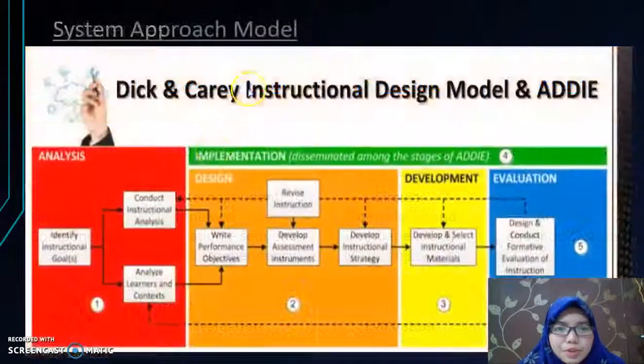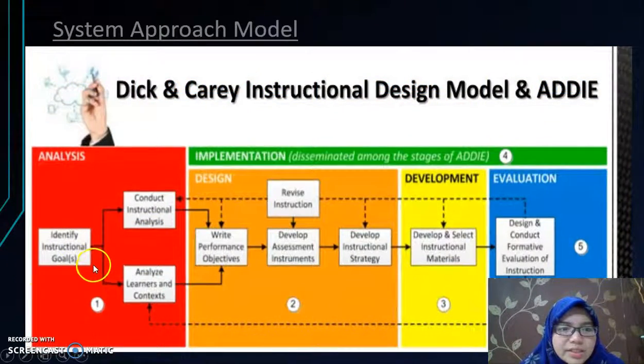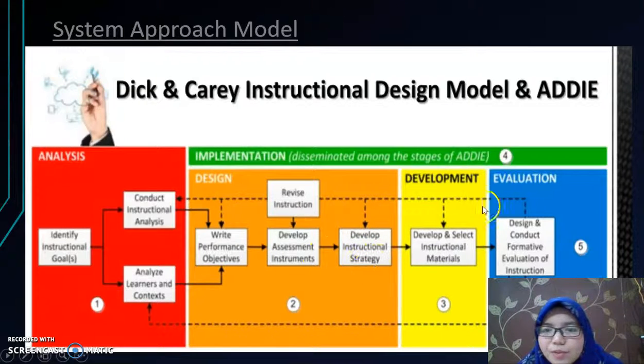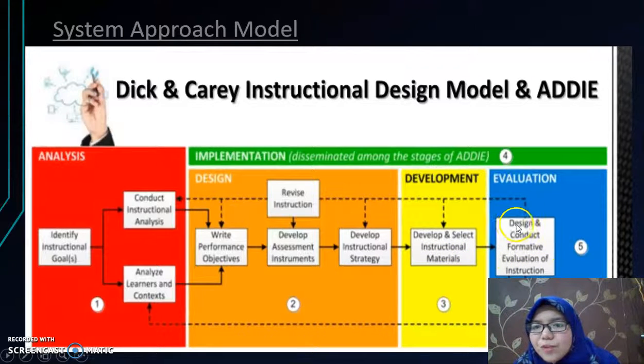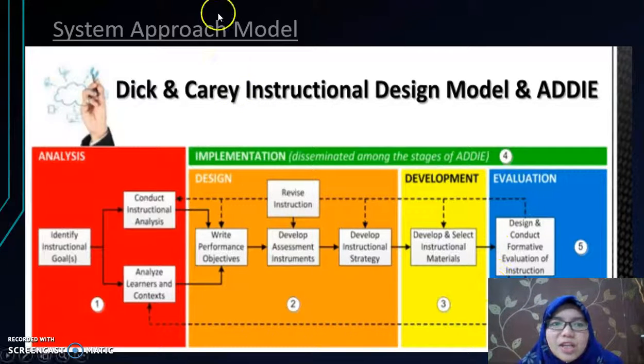Okay, let's see here. In the systems approach, you can see that it starts with identify instructional goals, and then it moves on using arrows, linear arrows or dotted line arrows, to show that the steps are interdependent. It moves on to the design: revise instruction, write performance objectives, develop assessment instruments, develop instructional strategies. Then it moves to development, where they develop and select instructional materials, and to evaluation, where they design and conduct formative evaluation of instruction.